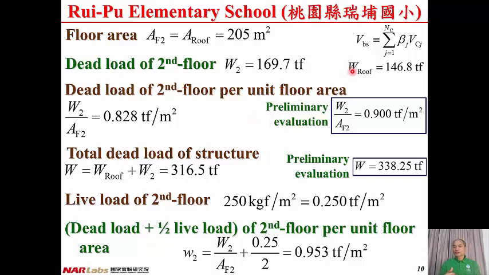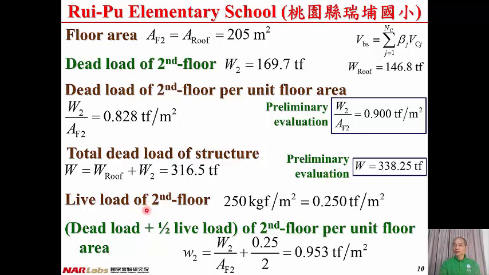With the dead load of the roof and also the dead load of the second floor, then we can have the total dead load of the structure. W equal to W roof plus W2 equal to 316.5 ton force. And from previous lecture, in preliminary evaluation, we have the dead load of the structure equal to 38.25 ton force. Therefore, preliminary evaluation is a little bit overestimate the total dead load of the structure.